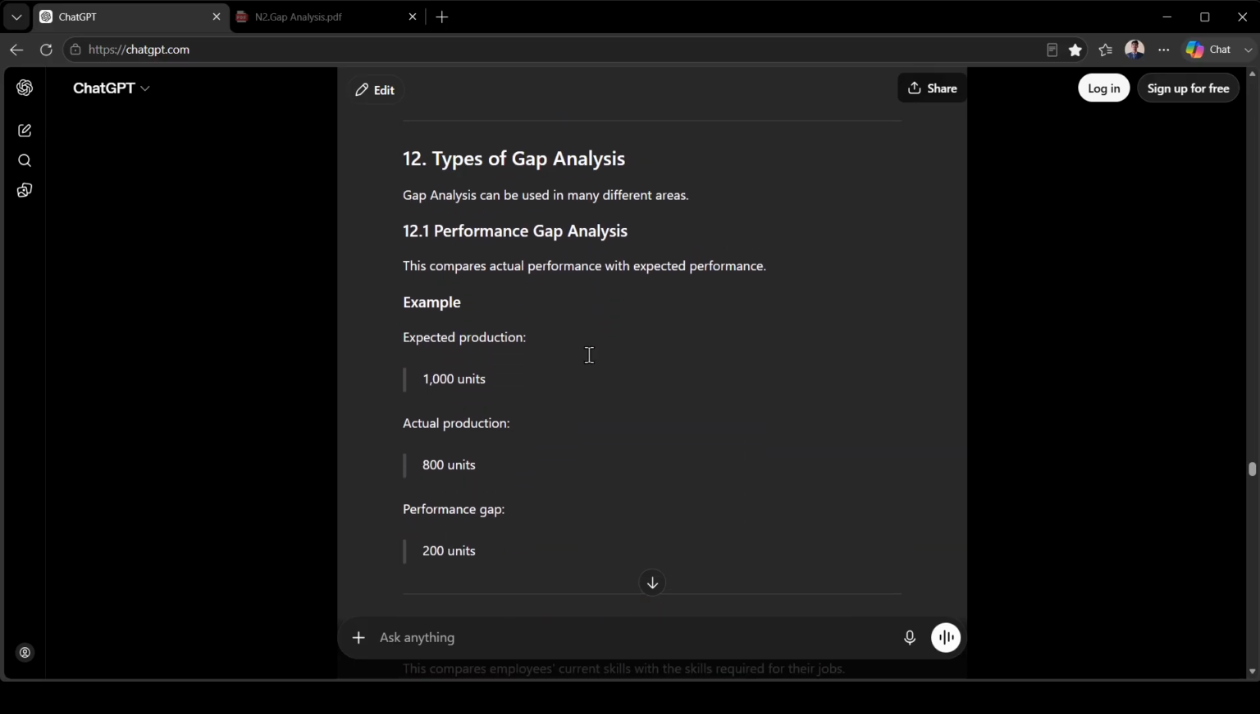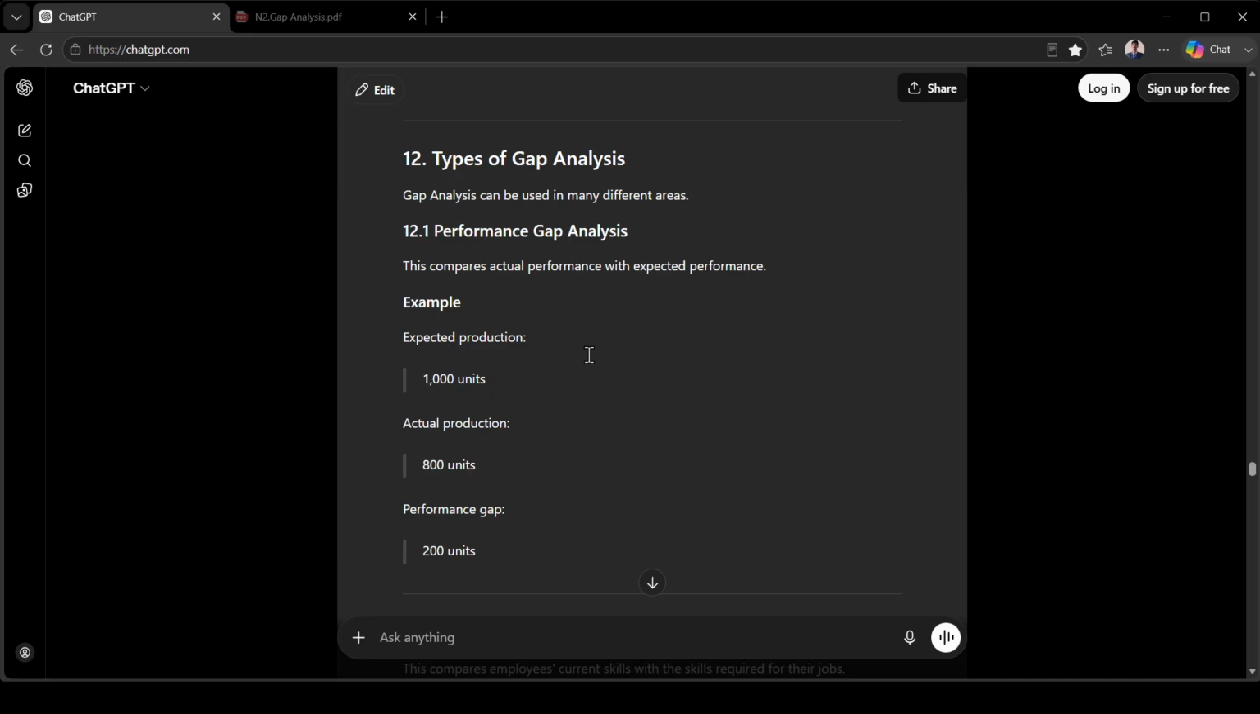Then another topic: types of gap analysis. In gap analysis, there are different types. Gap analysis can be used in many different areas. The first one is performance gap analysis. This compares actual performance with the expected performance.